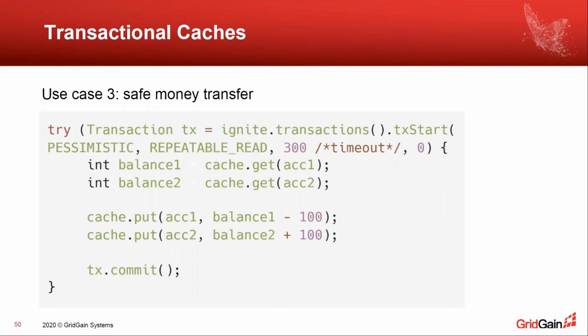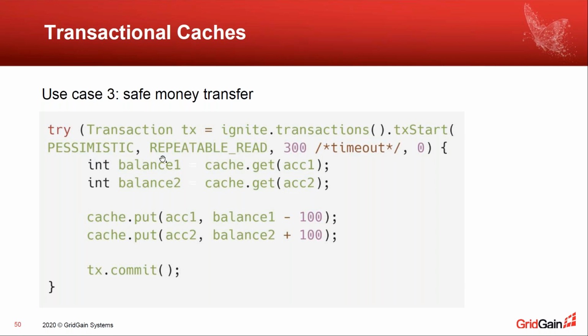Next use case, and I think it's the most classical one when we are speaking about transactions. This is safe money transfer. Imagine a situation where you want to transfer some money from account one to account two. You can open a pessimistic repeatable read transaction. You can get current balances from account one and account two. And in pessimistic repeatable read mode, locks are acquired on writes and on reads.